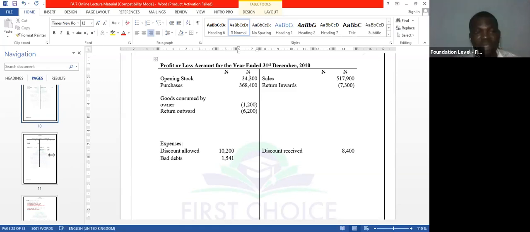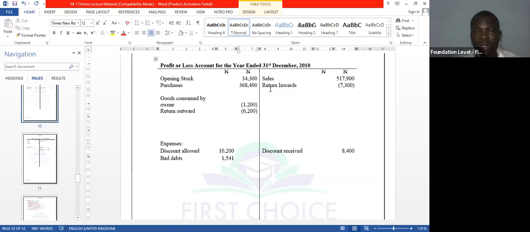What next do we have on the trial balance? We have the freehold premises at cost. Freehold premises at cost. This is an asset. A premises is an asset. Not just an asset, but a non-current asset, because it's an asset that will span a reasonable number of years, and the economic benefits will flow to the company.